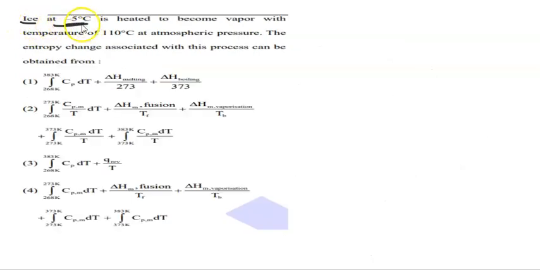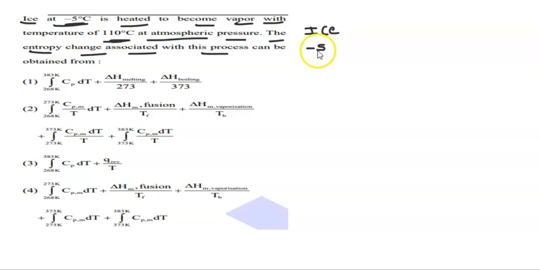Ice at minus 5 degrees centigrade is heated and becomes vapor at a temperature of 110 degrees centigrade at atmospheric pressure. The entropy change associated with this process is? Initially you take the ice at minus 5 degrees centigrade, which gives rise to ice at 0 degrees centigrade. That can be taken as the delta H1 value, the heat required to change the ice to ice at 0 degrees centigrade, and the entropy change is delta S1.